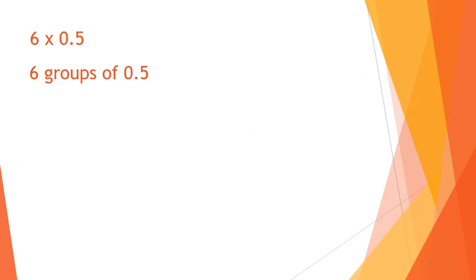The first step when you're multiplying a number like 6 times 5/10 is, rather than panic because you see a decimal, just ignore the decimal. 6 times 5 equals 30. That's the basic fact that you need to know.